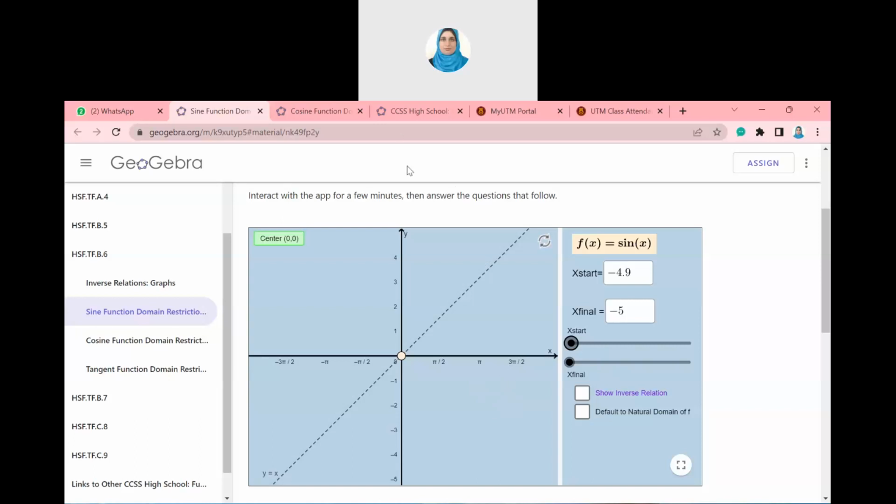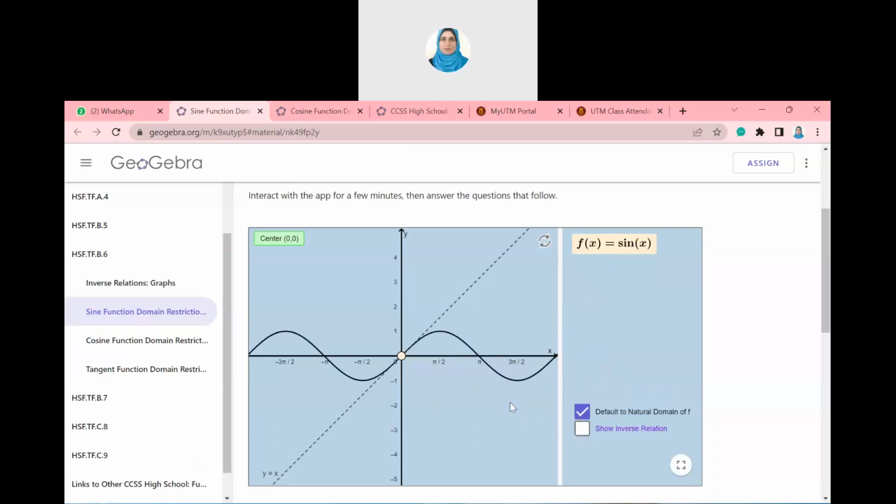Look here for this one. If we draw the sine over its domain, this is the graph of sine x. This graph is not one-to-one. If you try to show the inverse over its domain, the graph will be like this. This is not a graph of a function.